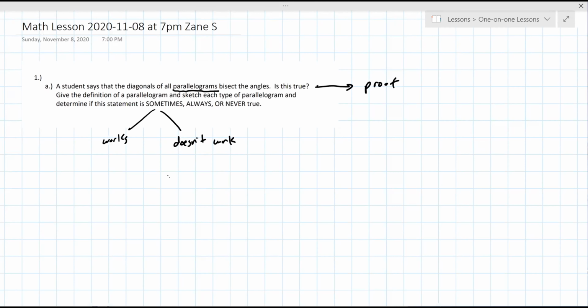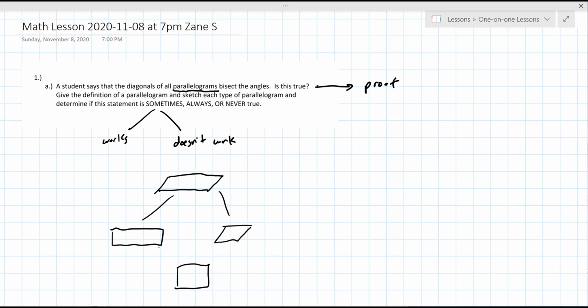If we go back to that image, there's the parallelogram, and then there's the rectangle, and then there's the rhombus, which is like a pushed over square, and then there's the square itself. A deformed square. So can you find one that doesn't work?